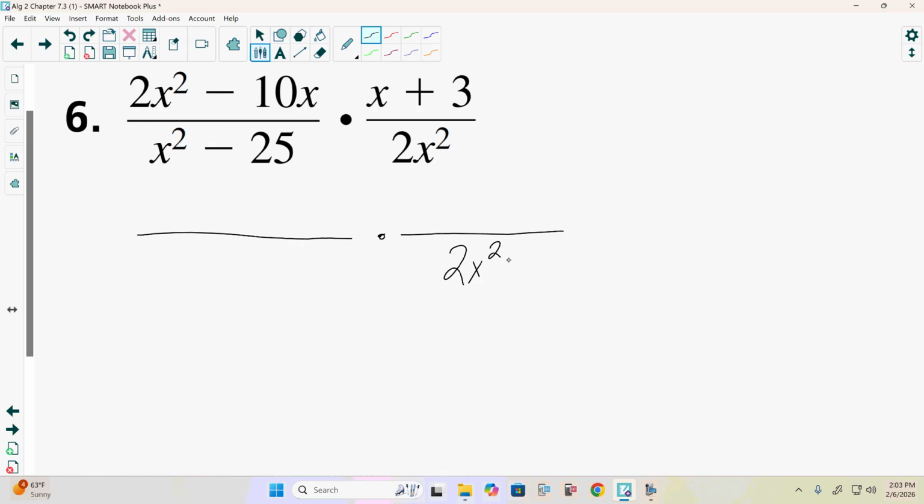On top, we do have two terms. We have x and 3, yes? Is there something in common with x and 3? No. Does x have an exponent? No, so it's a degree 1. There's nothing in common. There's nothing we can do to it.